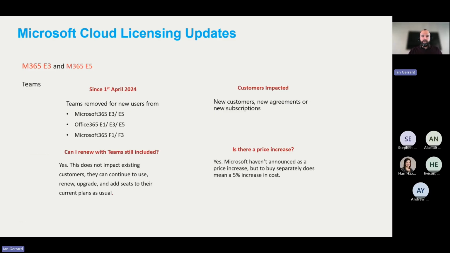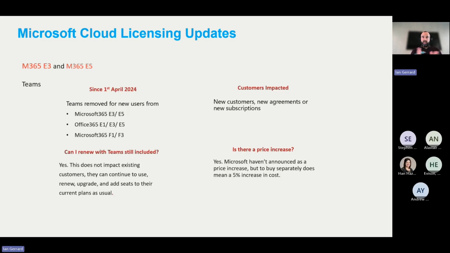I think a great place to start, with one of the big updates which I will be referring back to later, is that Microsoft did make the movement of removing the Teams license from Microsoft 365 E3 and Microsoft 365 E5. But to be absolutely clear, this is only for new customers, and they've absolutely maintained that. So if you're an existing customer, you're coming up to renewal, or you want to add new users, you can do that and still have that license included within those bigger suites.